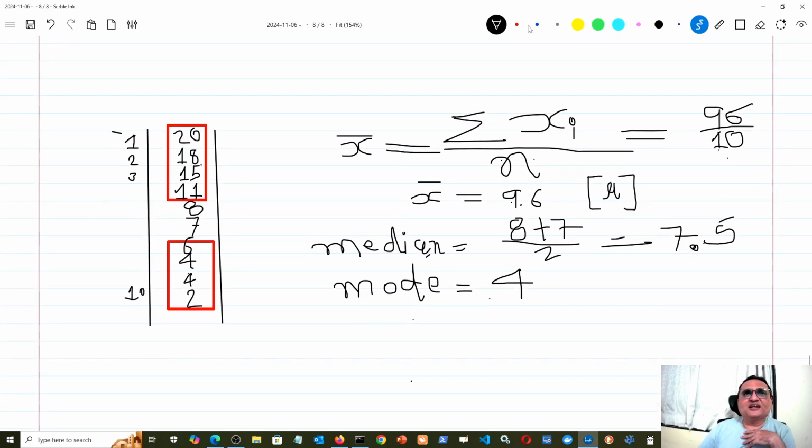Now there also we saw that there are two symbols used. This symbol x bar is used usually for the population mean. Okay, so if it is the population mean, then x bar is used. And I have talked about what is population and what is sample.